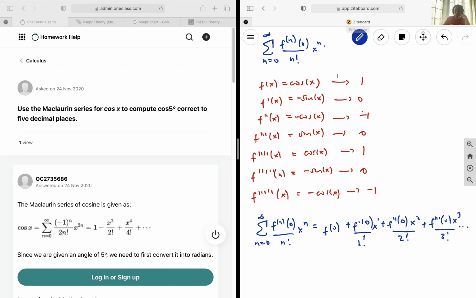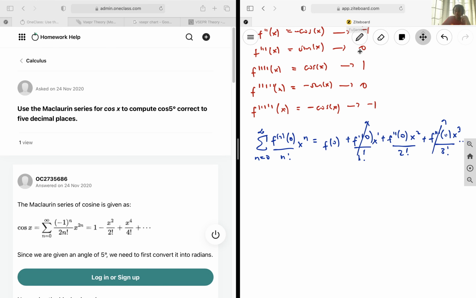And so now let's actually fill in our values, but let's make the note that when you take the derivative to an odd number, so the third one, the first one, the fifth one, so on and so forth, it's going to be sine of 0, and that is going to give us a 0. So all of these odd terms are going to cancel out because the coefficient is going to give us a 0.